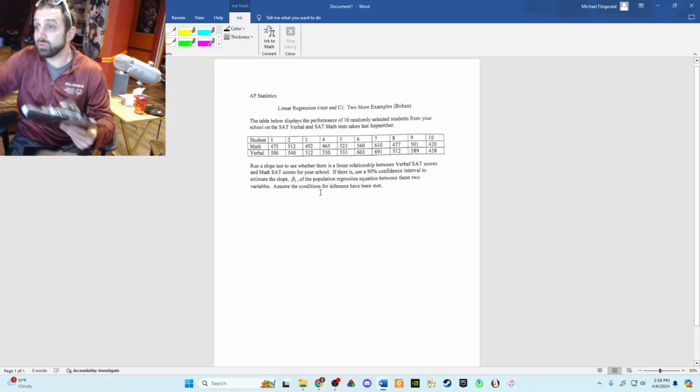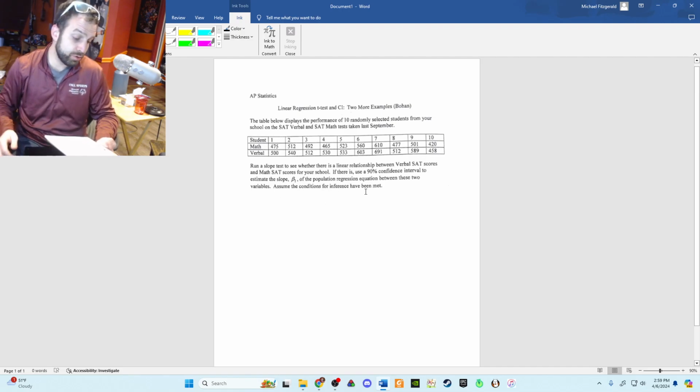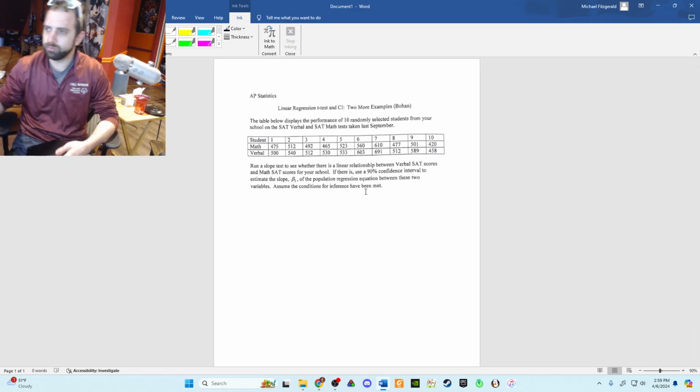It says run a slope test to see if there is a linear relationship between verbal SAT scores and math SAT scores for your school. If there is, then use a 90% confidence interval to estimate that slope. It says assume the conditions have been met. I'm going to go through those anyway. But here's what the hypothesis test might look like.